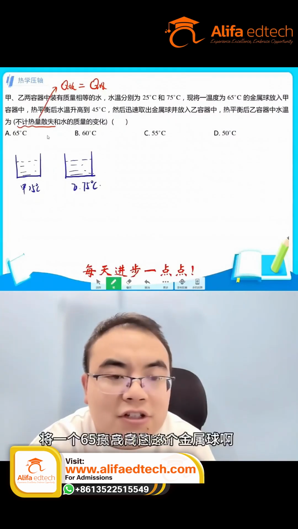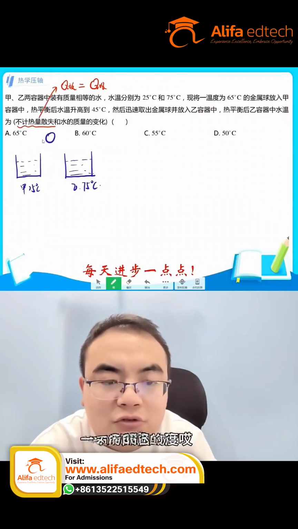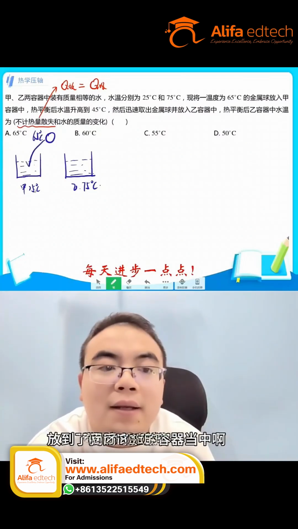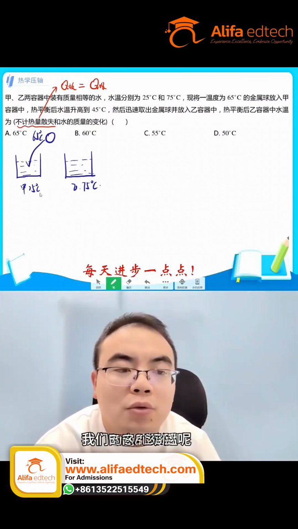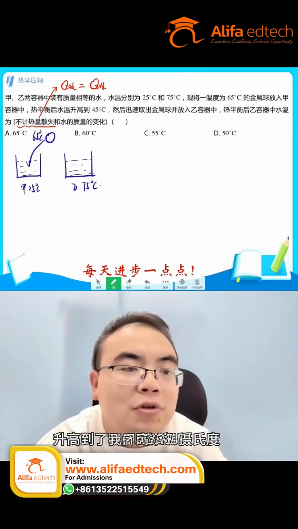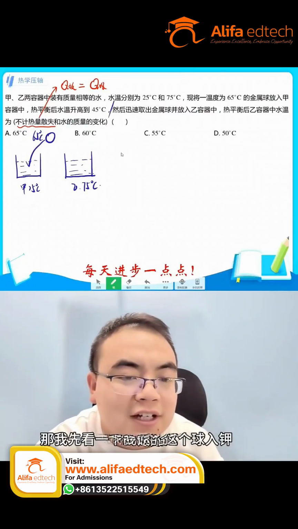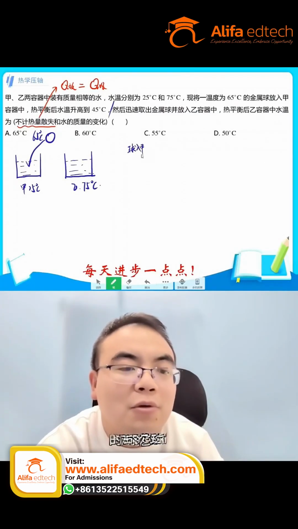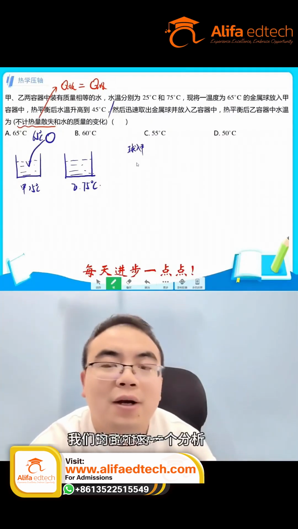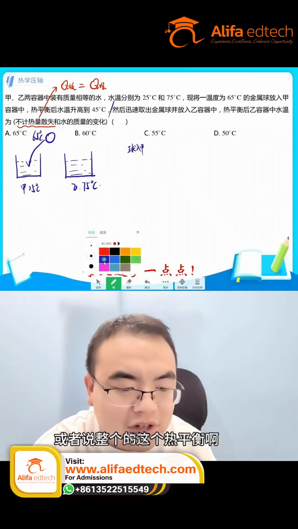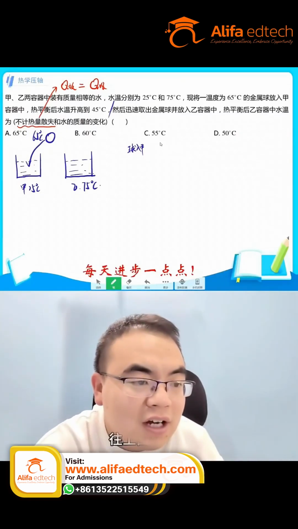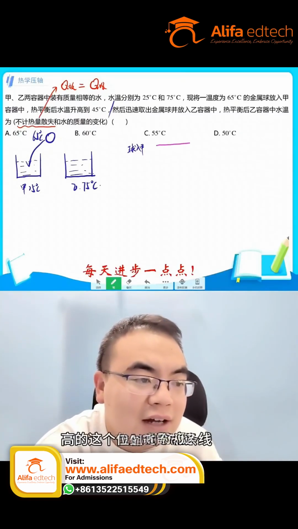Now we have a metal ball at 65 degrees Celsius. This ball is placed into container A. After reaching thermal equilibrium, the water temperature rises to 45 degrees Celsius. So let's first take a look at container A. After it reaches thermal equilibrium, the whole process of thermal equilibrium still needs to be represented with a diagram. Now, let's draw a line at the higher position to represent the higher temperature.